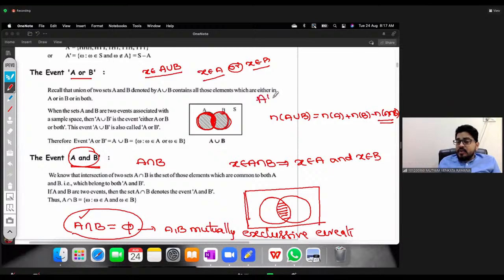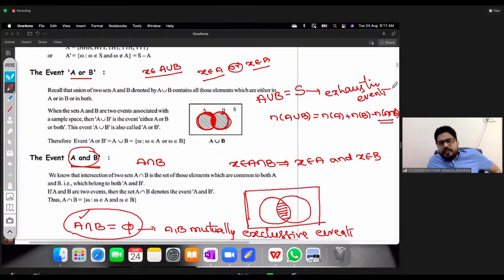If A union B is equal to the sample space, then we call them exhaustive events. Exhaustive events. So the union of two sets being the sample space is called exhaustive events. So A or B, A and B. This is A union B. This is A intersection B.